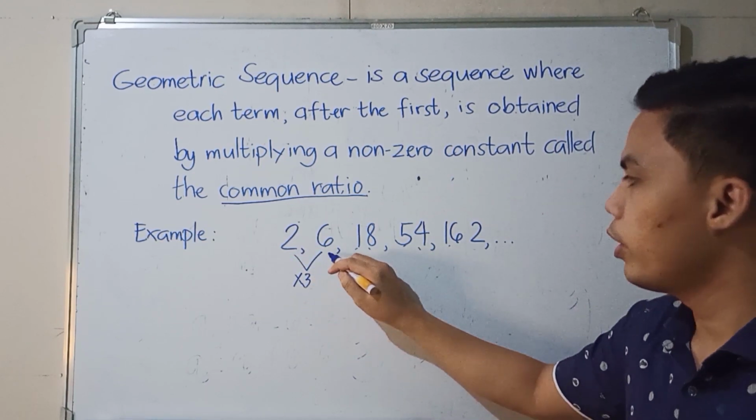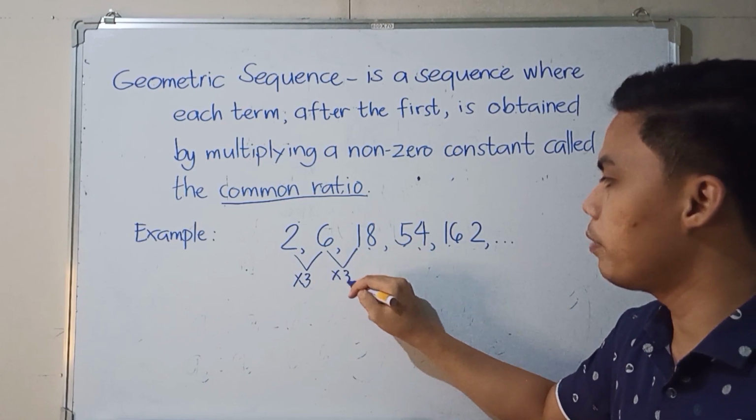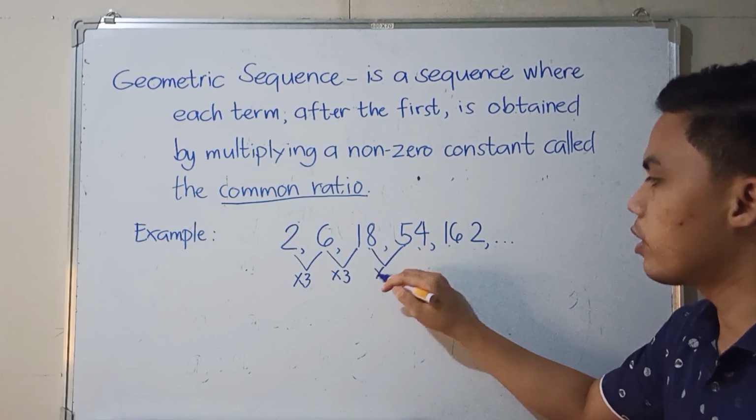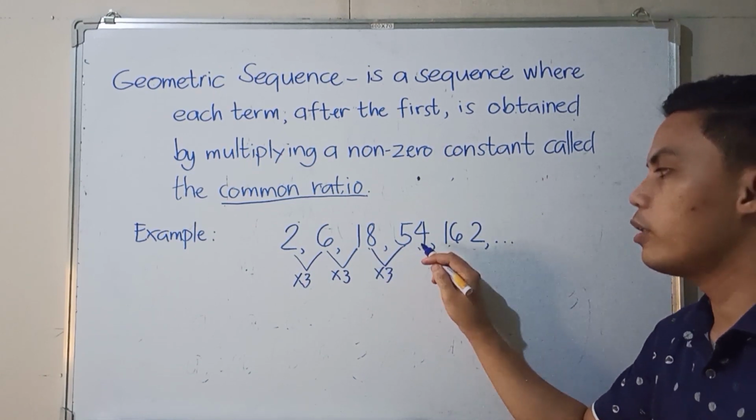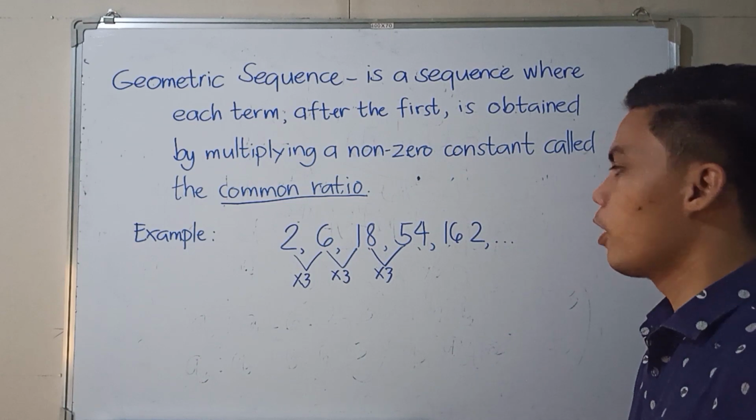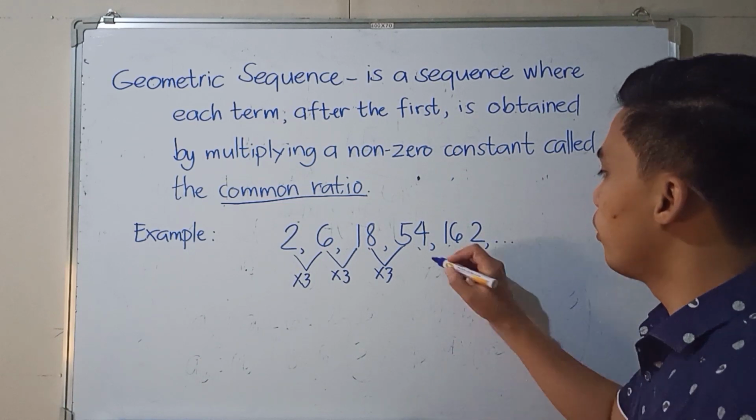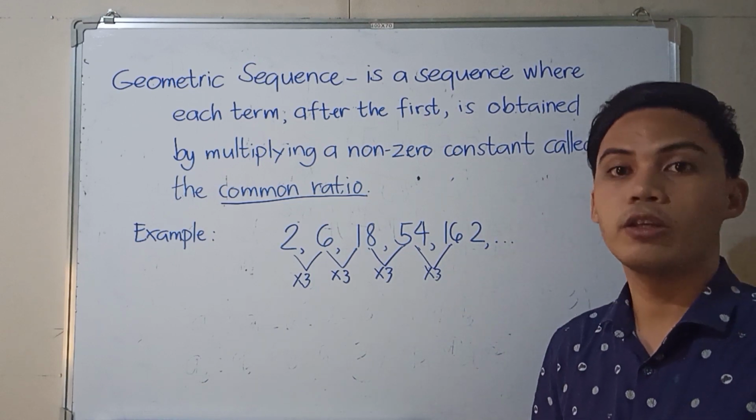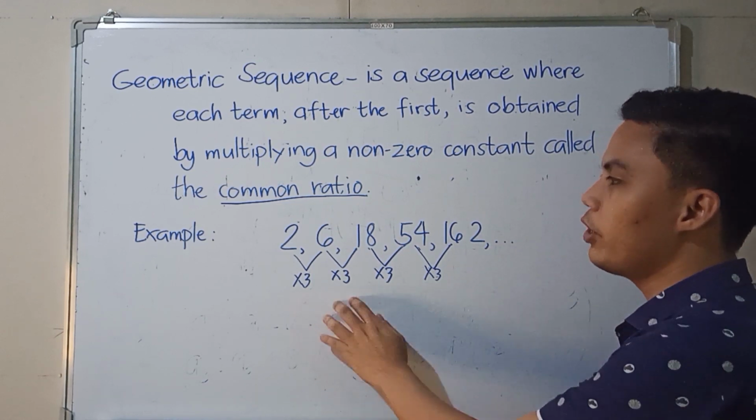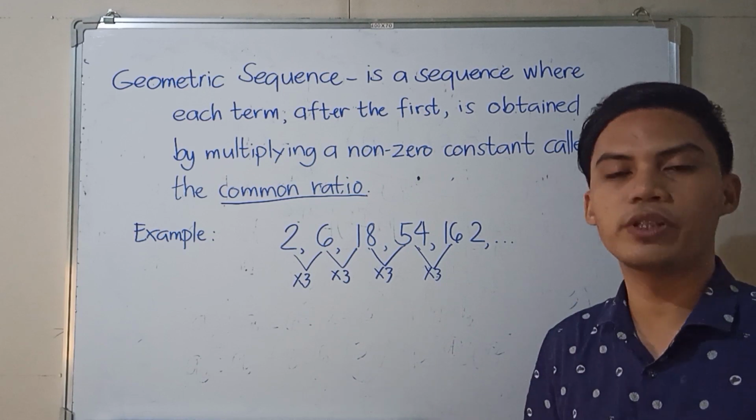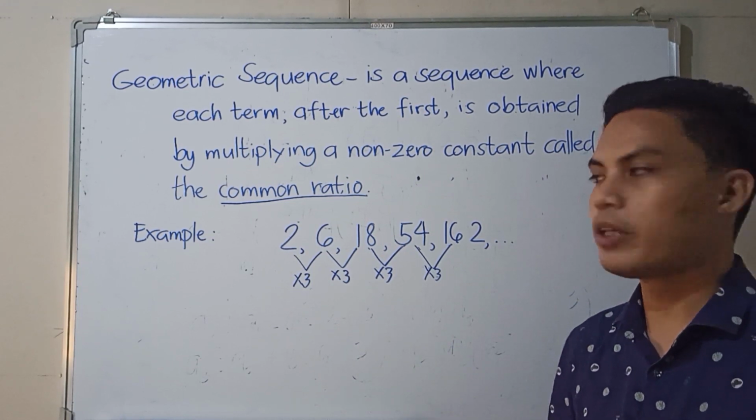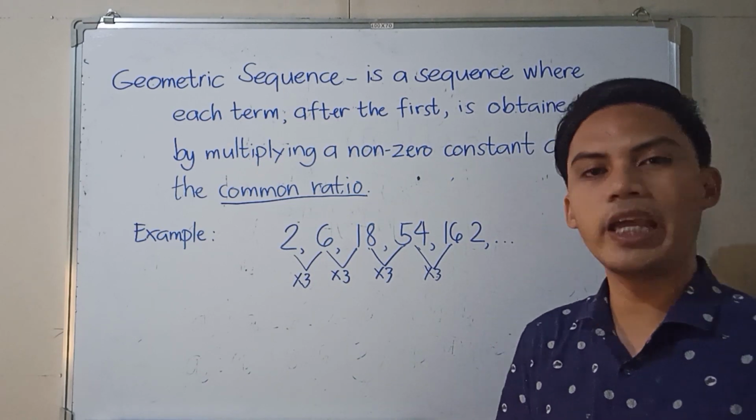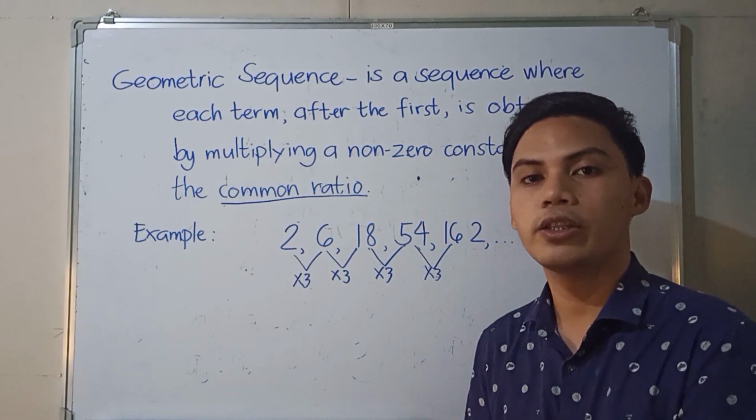And also, si 6 din, kailangan nating i-multiply by 3 to get 18. And 18 times 3, multiply, we will have 54. Okay, so 54 will also be multiplied by 3 to get 162. So, si 3 ngayon is yung common ratio na tinatawag natin. Okay, mathematically, we can also compute common ratio by dividing any term by its preceding term.